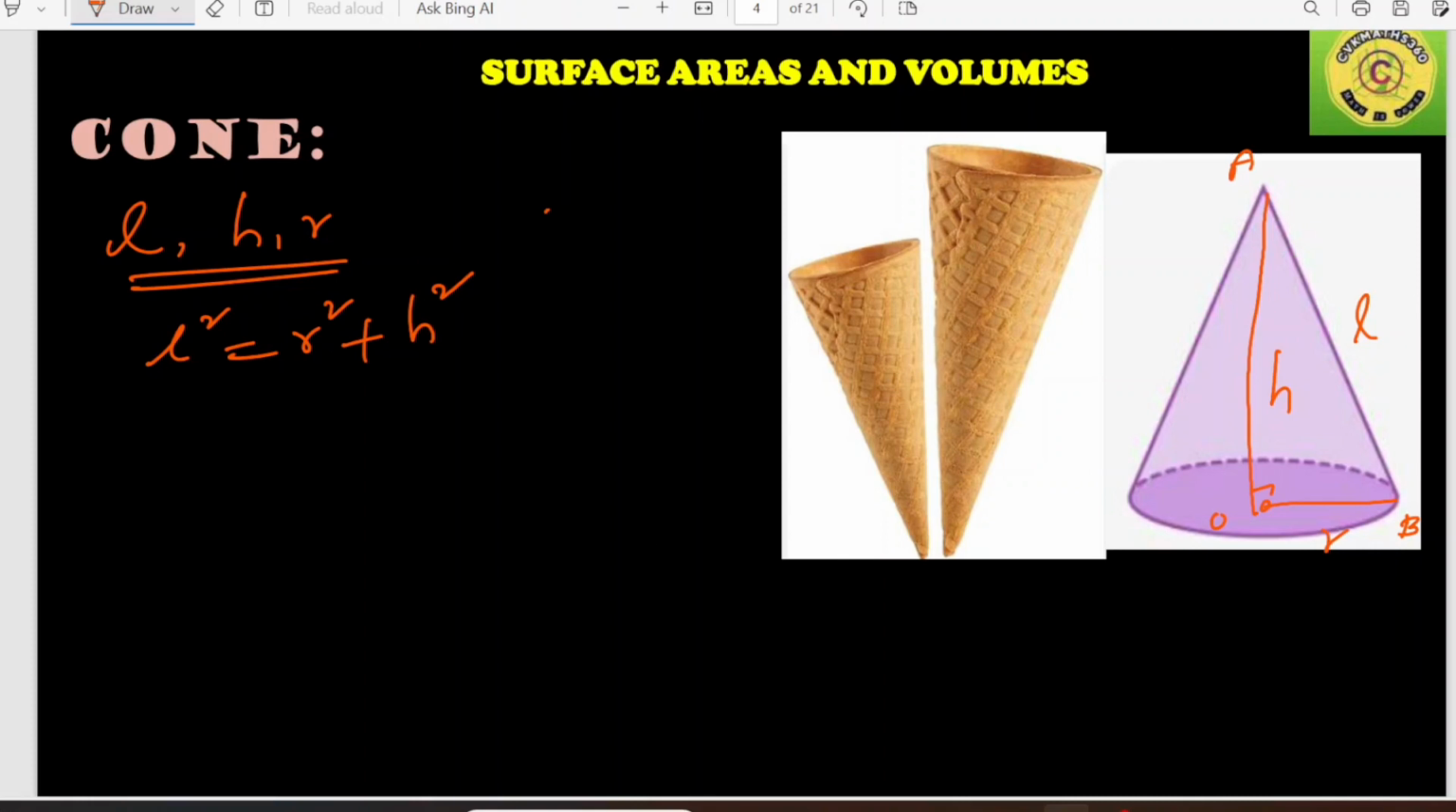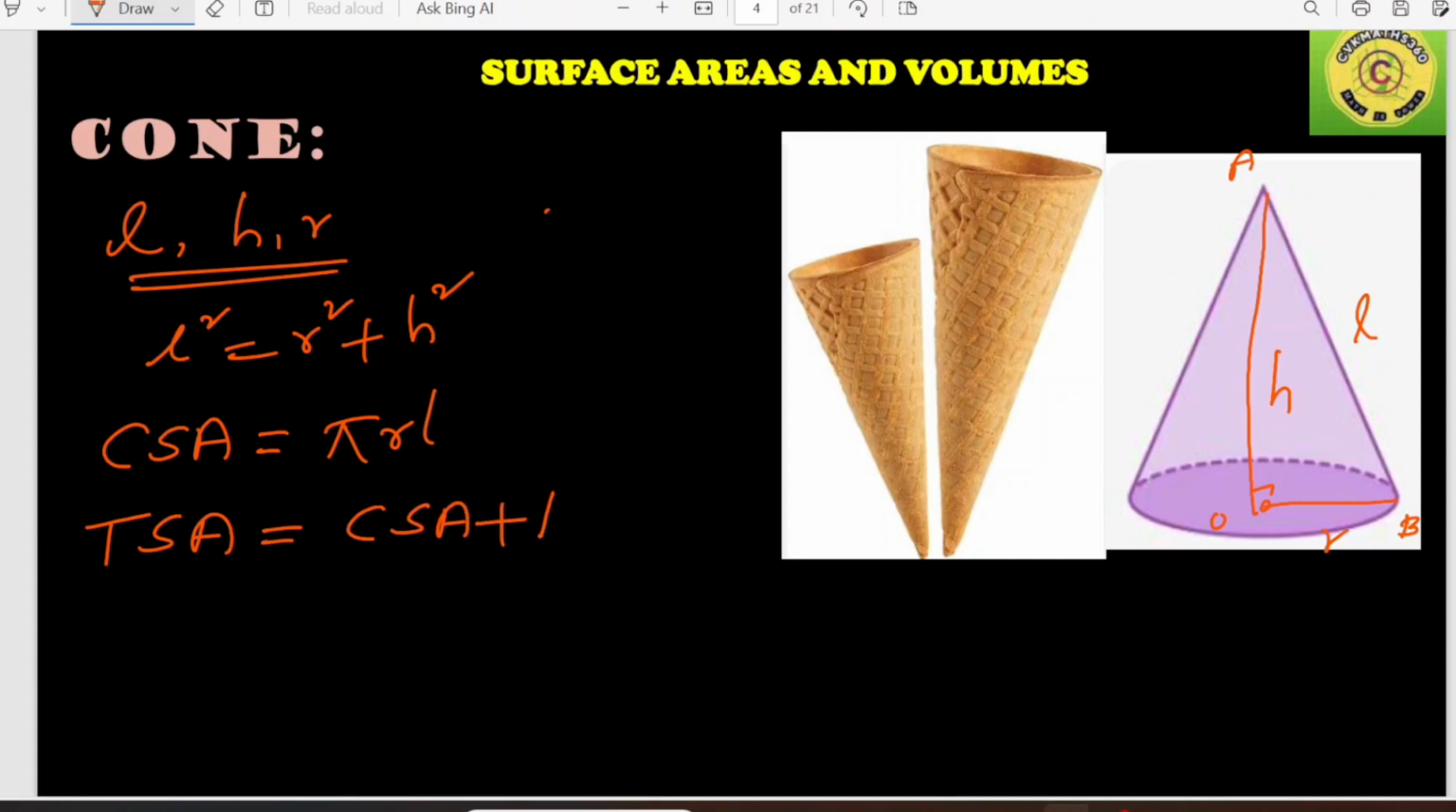Then here, CSA of cone is pi r l, and TSA, total surface area, is CSA plus base area.